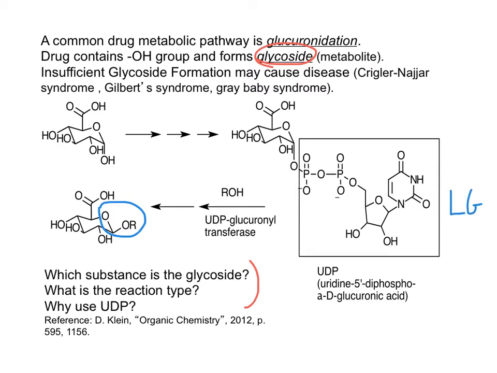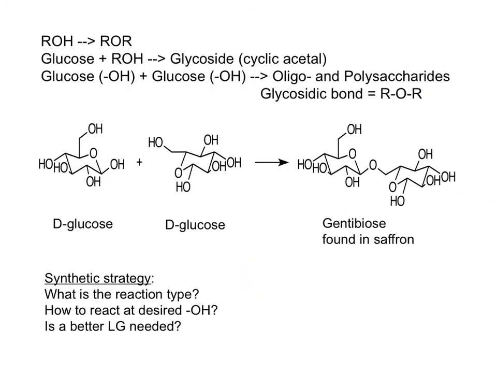And remember that a leaving group is an important structural feature in a substitution reaction. This reaction is similar to the glucuronidation reaction in which an alcohol forms an ether. A cyclic acetal is also called a glycoside. So stop the video and answer these 3 questions.